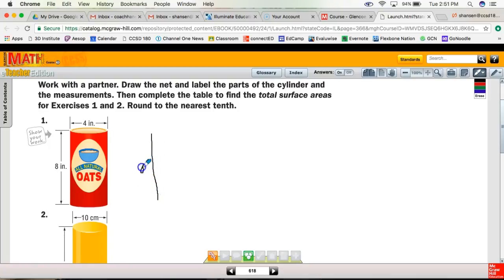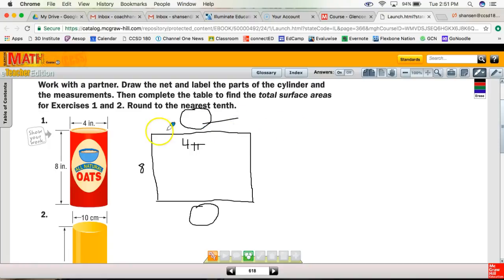My 8 inches would be right here because that's the height of the cylinder. This dimension of the rectangle would be the circumference of the circle because that's the part that's being rolled out. And then you would have one circle up here, not a great drawing, and one circle down here. But you get the idea. So now I need the dimension of this across, which we said was pi times the diameter. The diameter is 4, so this is 4 pi. We'll get to that calculation in a second.